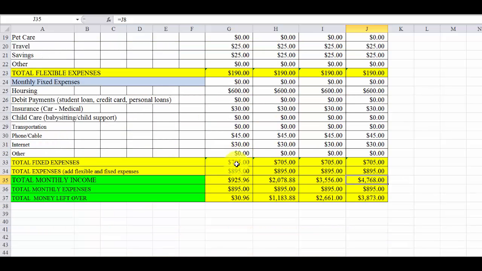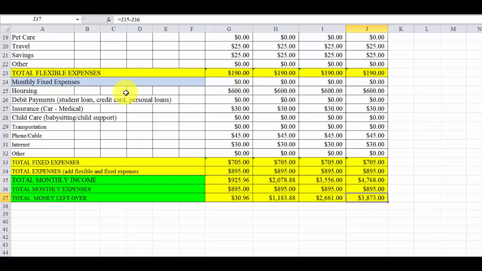Now for the first one, we're taking your total income and subtracting your total expenses and your total fixed expenses, and here's how much money you have left over: $30.96. And if you had the higher income at 15, you'll have $1,183. And here for $30 an hour, $2,661, and for $40 an hour, you'll have $3,873. Now remember, this is just an estimate.